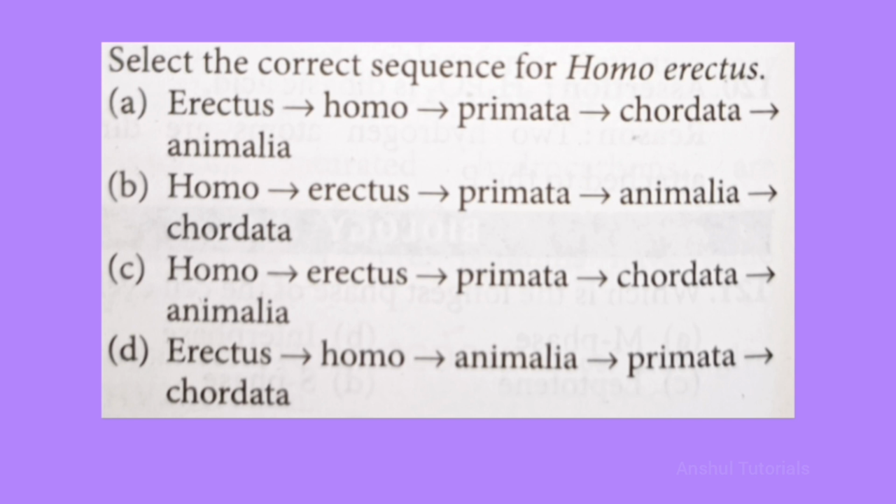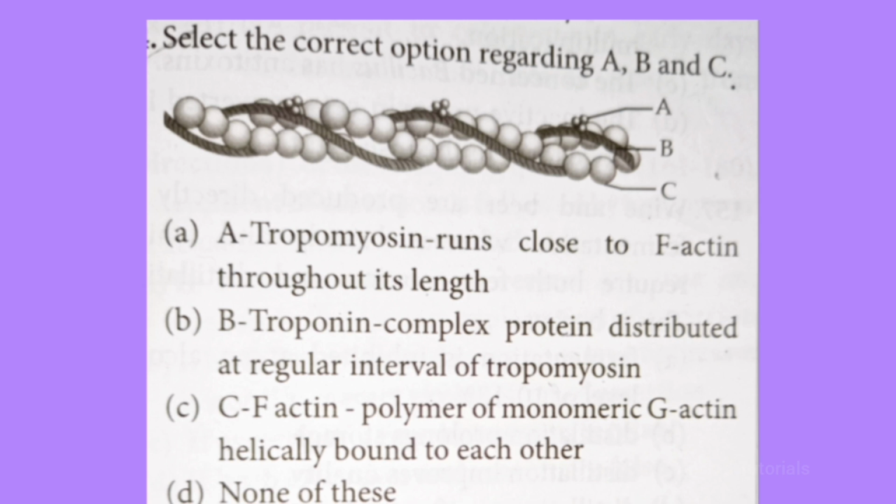And the next question is, select the correct sequence of Homo erectus. The correct answer is option A, that is erectus, Homo, primata, chordata and animalia. And the last question is, select the correct option regarding A, B, C. The correct answer is option C, that is F-actin is a polymer of monomeric G-actin helically bound to each other.